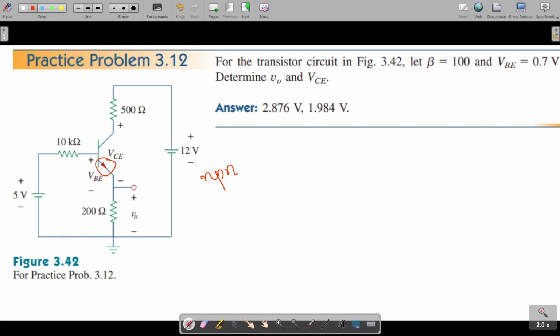So here this is your input side. We can form an input side loop, and this is your output side, so another loop can be formed here. So we can write the loop equations in order to solve and determine the values of V0 and VCE. For that, the data given are beta equal to 100 and VBE equal to 0.7 volts. Okay, so we are going to solve the problem now and we'll verify the answer back.